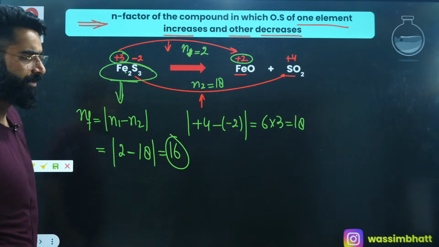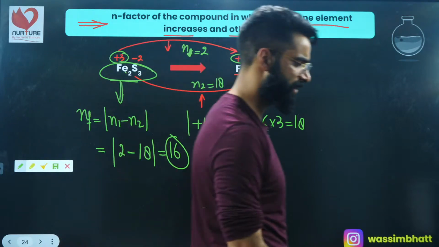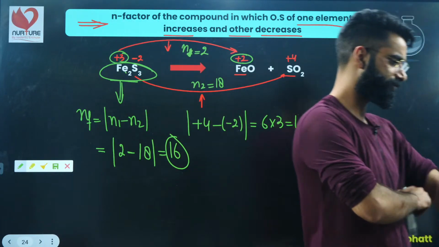If you got its N factor, you can calculate its equivalent mass. How? Its molar mass divided by its N factor. That's all, right?